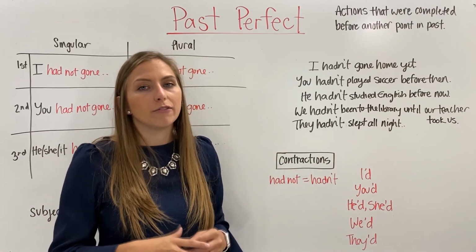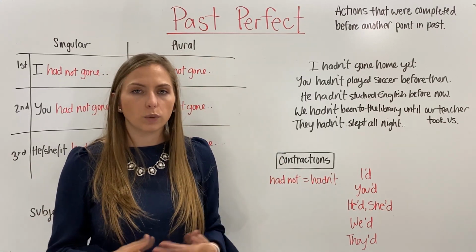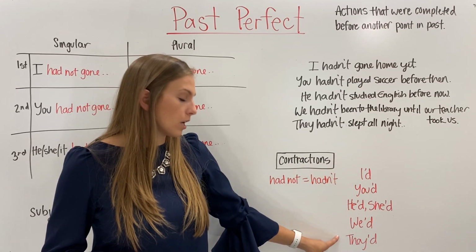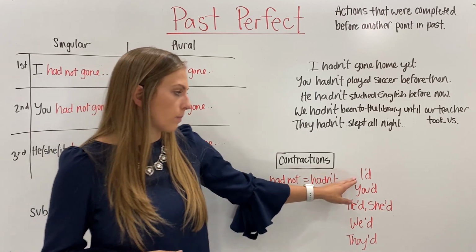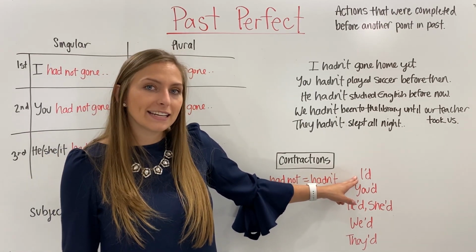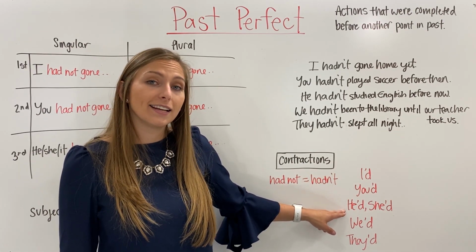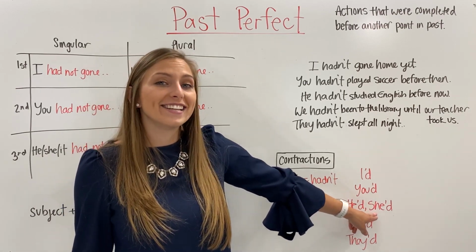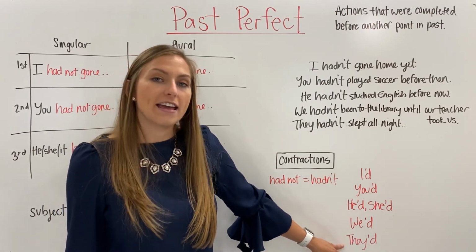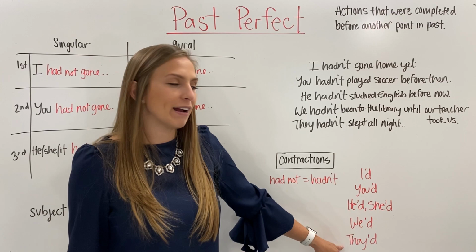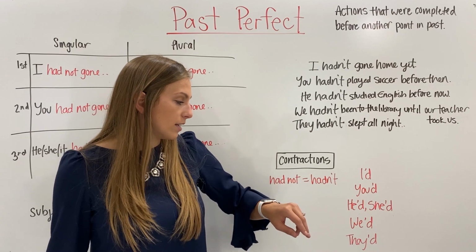So you can tell if it is would or had by the sentence, by the context of what you are trying to say. So all of these can be used for had or would. Let's read them together. I'd, you'd, he'd, she'd, we'd, they'd. All right? I'd, you'd, he'd, she'd, we'd, they'd.